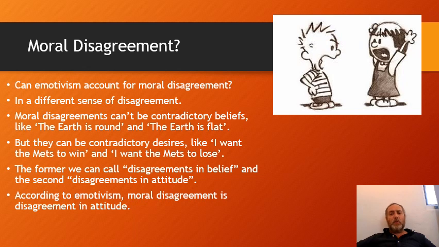There is a sense in which you could say that moral statements disagree on the emotivist account. It's not going to be the same sort of straightforward disagreement that you get with contradictory beliefs, like when one person believes the Earth is round and the other believes the Earth is flat. But they can be contradictory desires. If I want the Mets to win, and you want the Mets to lose, there is a sense in which we're opposed to each other, even if we're not disagreeing about any particular fact. You might call this a disagreement in attitude, as opposed to disagreement in belief. So according to emotivism, moral disagreement does exist, but it is disagreement in attitude rather than disagreement in belief.